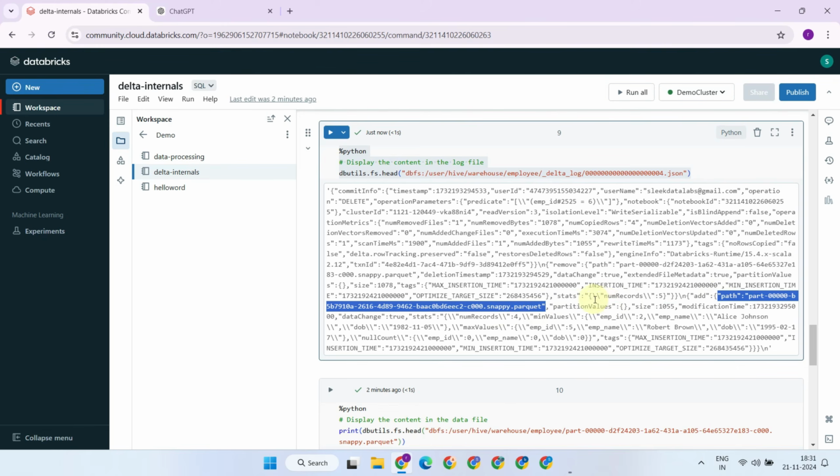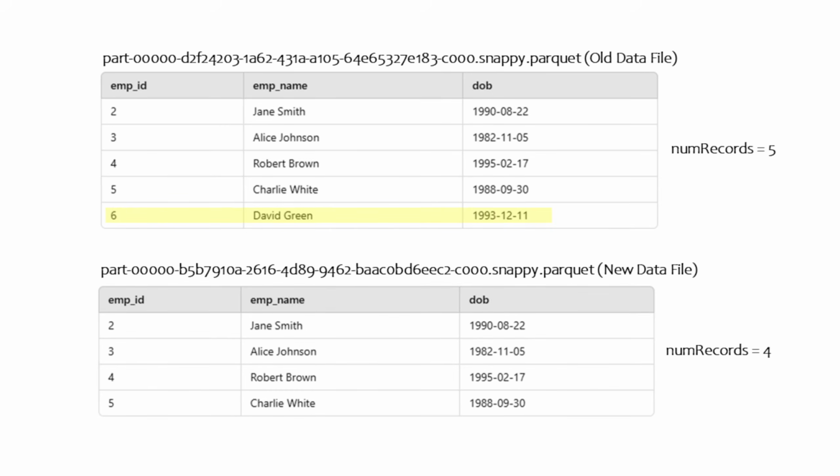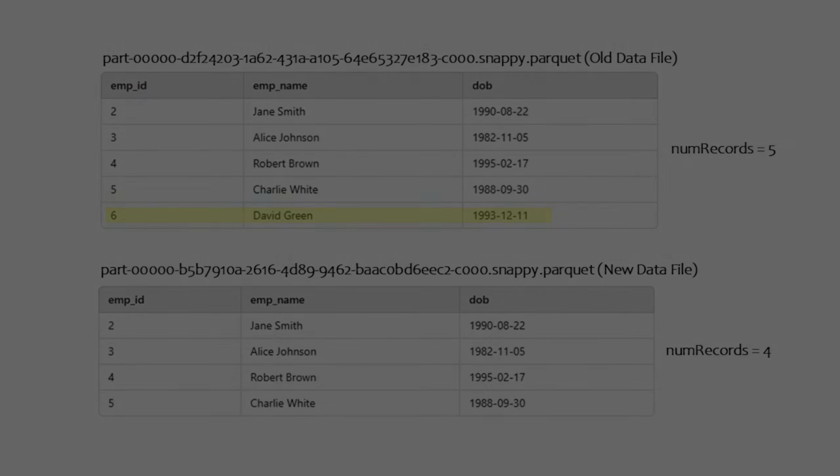However, if you closely examine the num records, the old file contains 5 records, while the new file has only 4 records. This confirms that the deleted record was excluded while creating the new file, something like what you see on the screen. It's worth repeating that the old data file is marked as removed only in the transaction log, so it won't be considered in the current version of the table. However, the actual old data file is still preserved, allowing for time travel and recovery if needed.